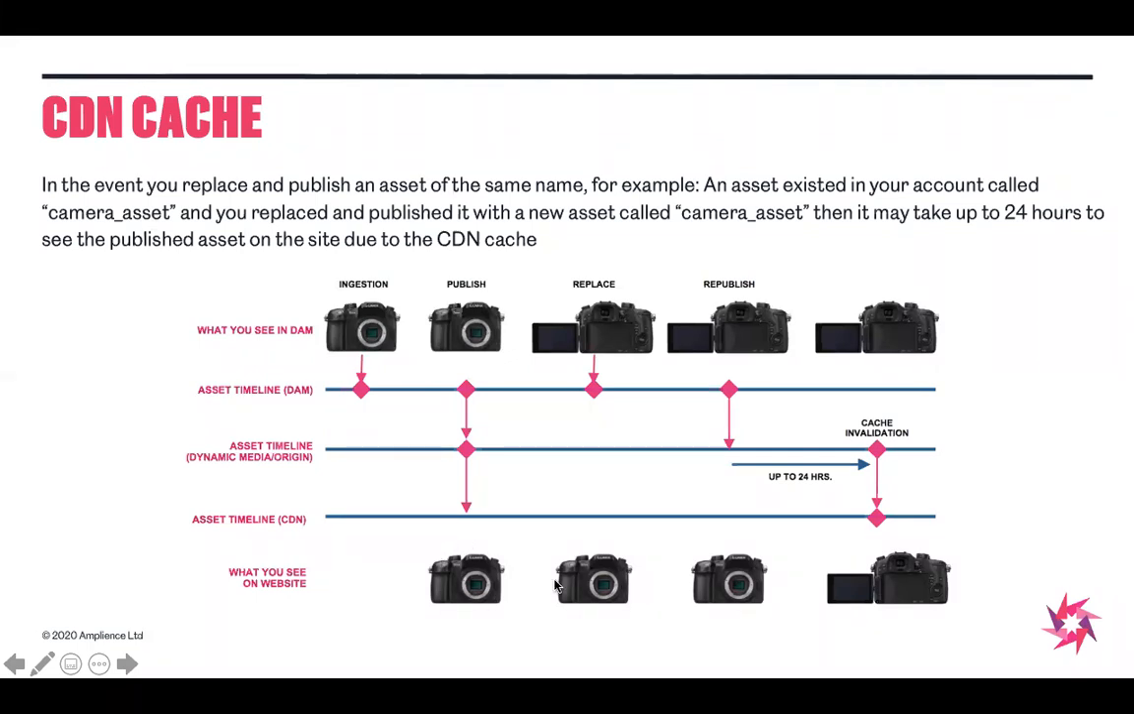But let's say tomorrow, there's been a request to change that to the back version of the camera. So you upload the asset with the same file name to replace the previous one that existed within your account. What you may notice is that it takes up to 24 hours before you see that new version of the asset on your site. It might be a lot less than that. It might be 20 minutes, it might be an hour, could be 3 hours. It all depends on when that URL was cached with our CDN.